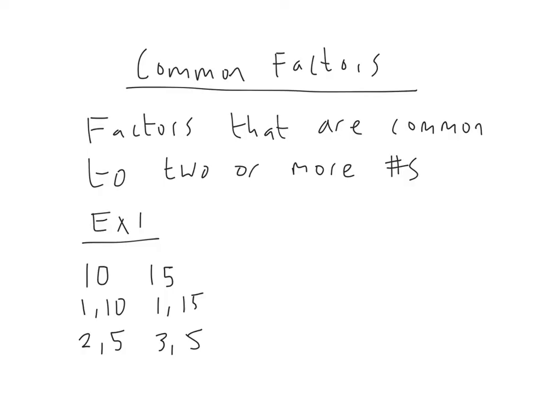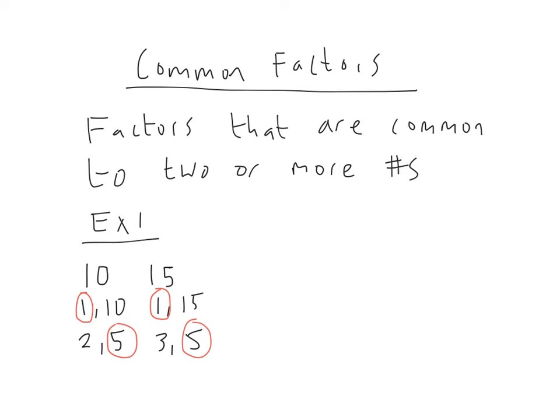Okay, so common factors are factors that are common to 2 or more numbers. So look at example 1. If you've got the numbers 10 and 15, I've listed the factors of 10 and I've listed all the factor pairs of 15. So the ones that are common, which means appears in both factor lists, are 1 and 5. Okay, so they're both common factors.